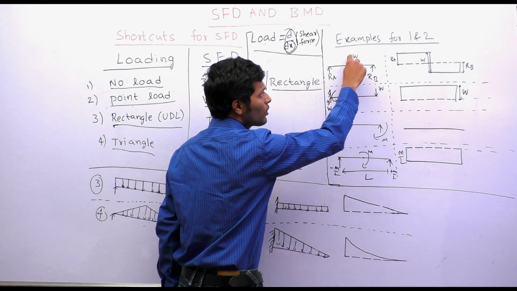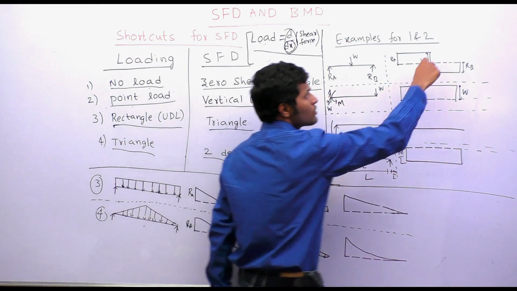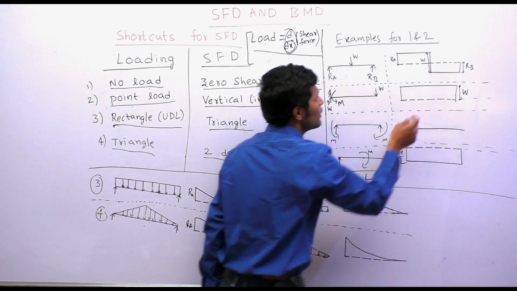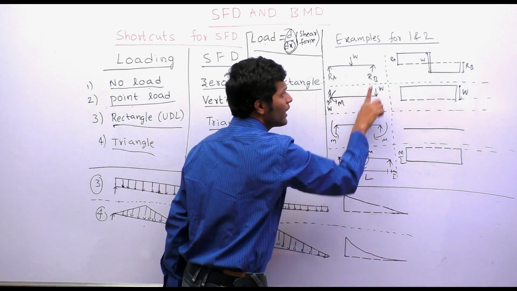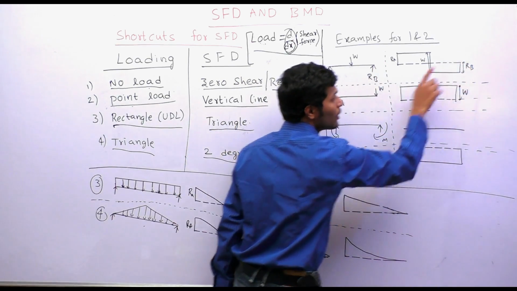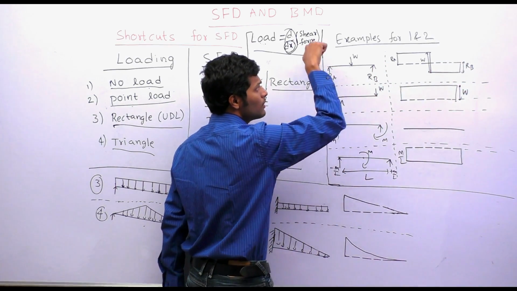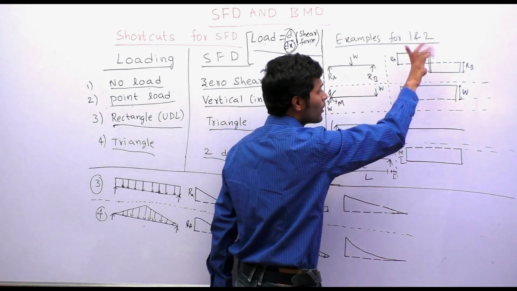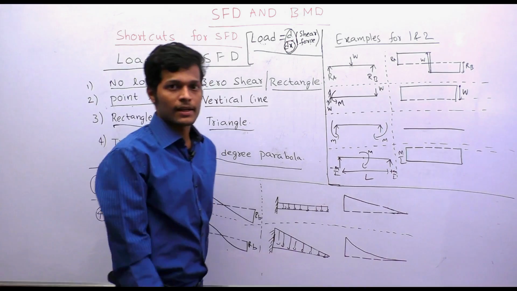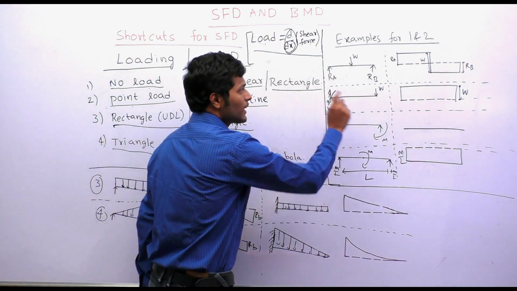Again there is a point load W downward, so I will get shear force downward. Again there is no load, again reaction upward. So upward 0 shear, downward 0 shear, upward. So you can see that is the answer. Next we will see cantilever.